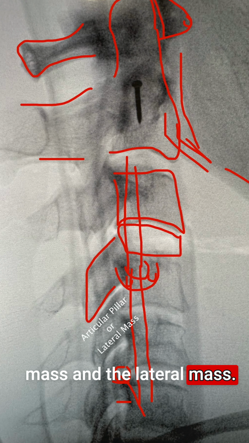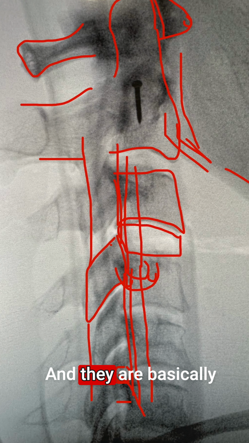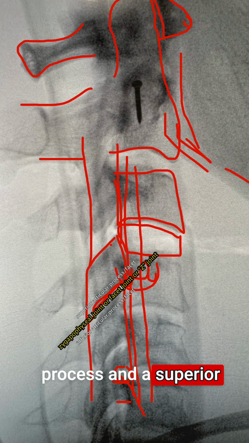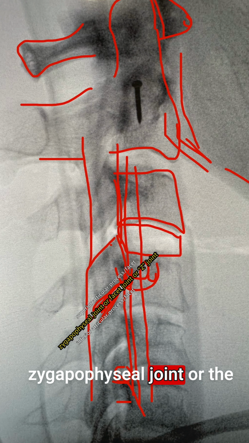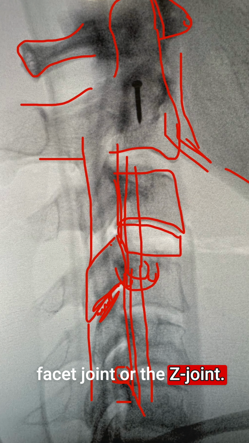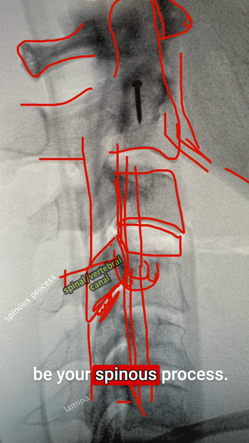And the lateral mass, I'm trying to outline them all sort of stacked on one another. And they are basically articulating with one another. And you'd have an inferior articular process and a superior articular process. And those together would then make the zygapophyseal joint, or the facet joint, or the Z joint. Behind that is the spinal canal, and that would basically be this diameter. And then behind that would be your spinous process.